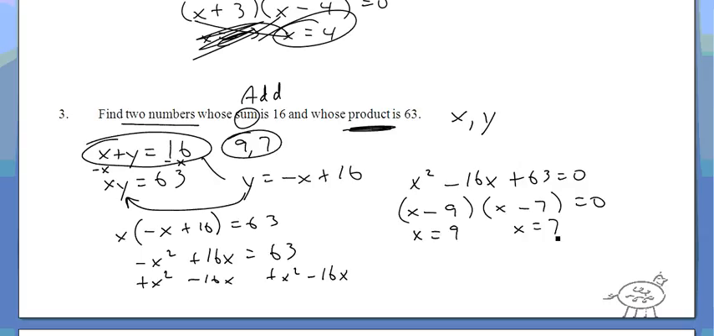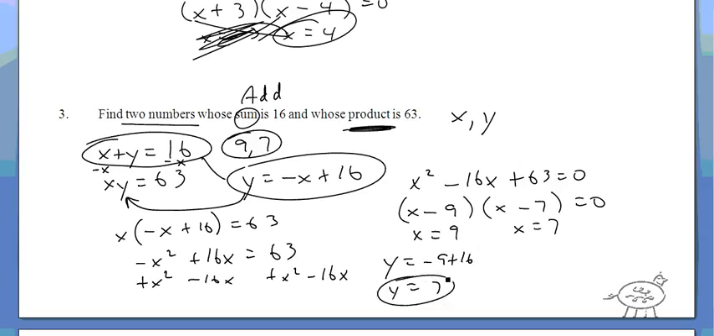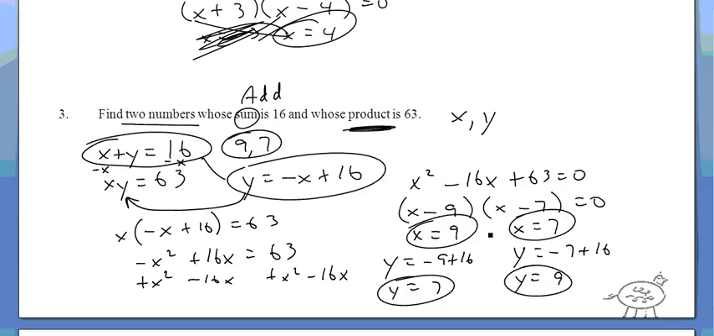So the deal is, how do you find y? Well, I got two answers. So let's plug in. y is equal to negative 9 plus 16, so y equals 7. So when x is 9, y is 7. And if I put a 7 in there, y equals negative 7 plus 16, so y equals positive 9. So when x is 9, y is 7. When x is 7, y is 9.